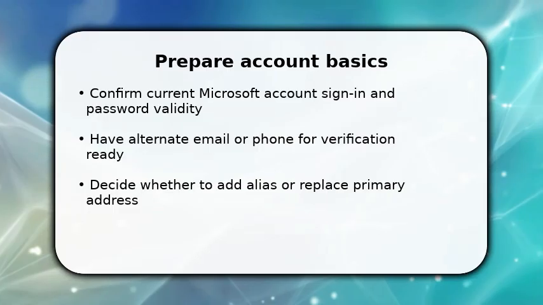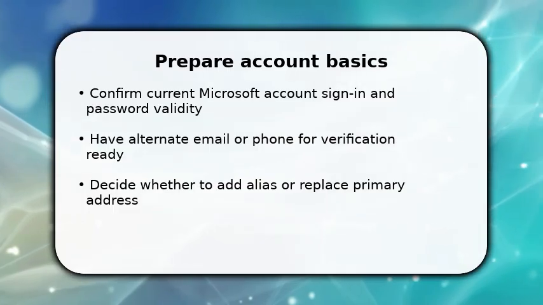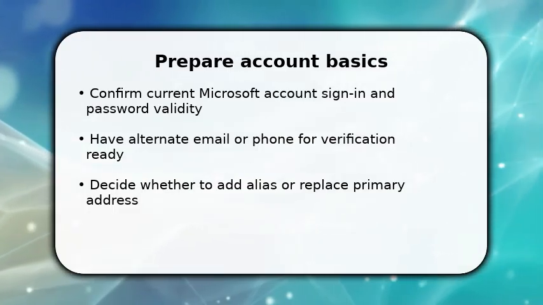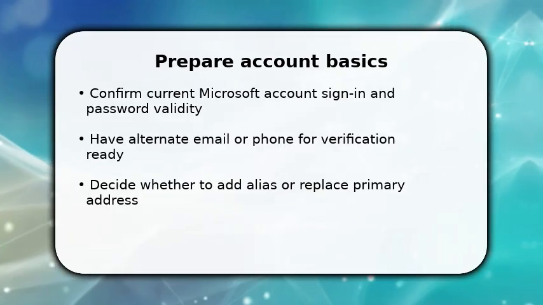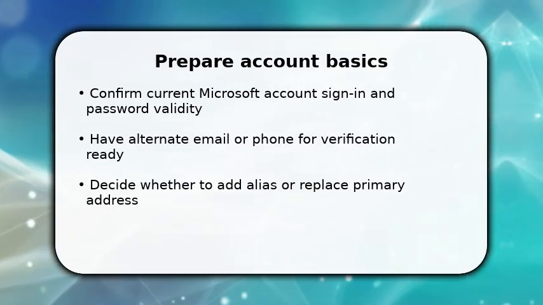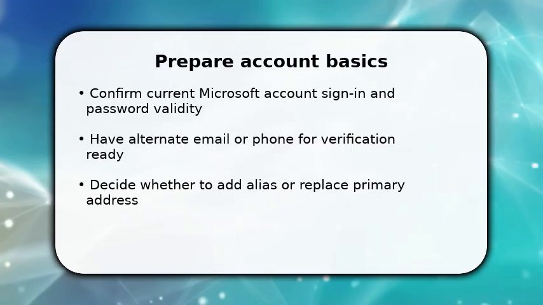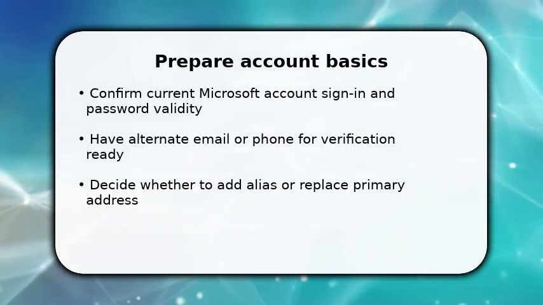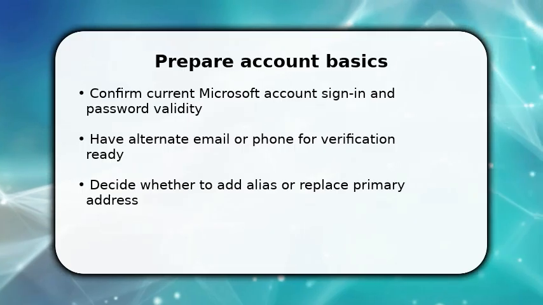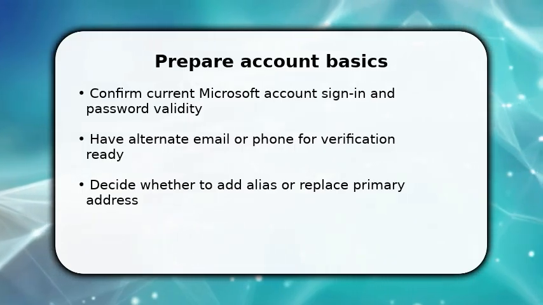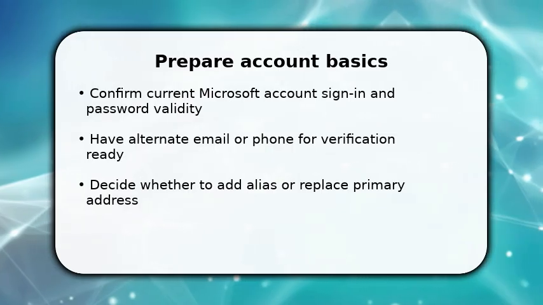You start by signing into your account at Microsoft.com with your existing credentials. This ensures you have the rights to change OneDrive's linked address. Once signed in, make sure you can receive verification codes at an alternate email or phone number. You need to decide: add an alias to keep data intact, or change the primary address, which affects sign-in.